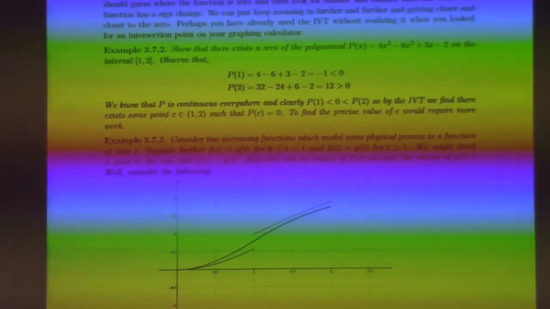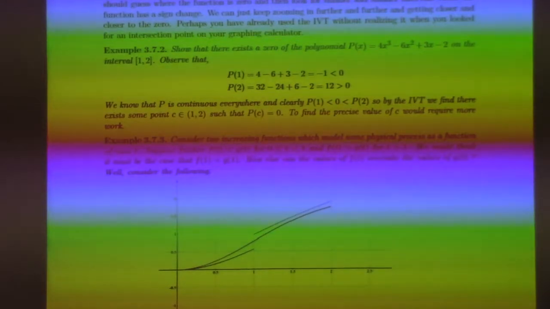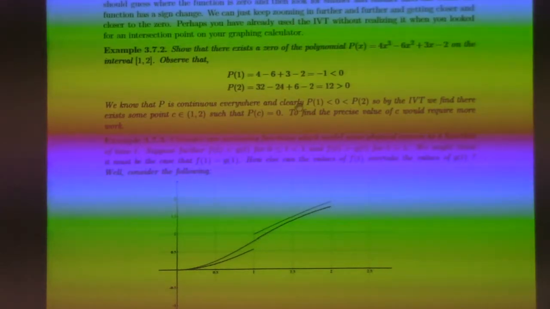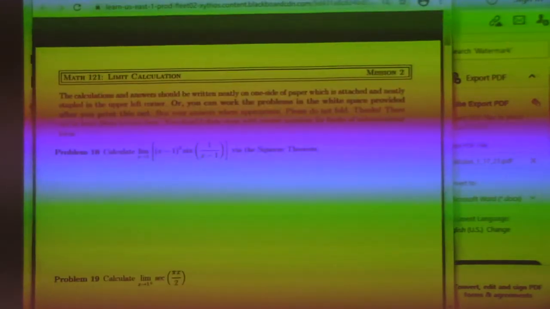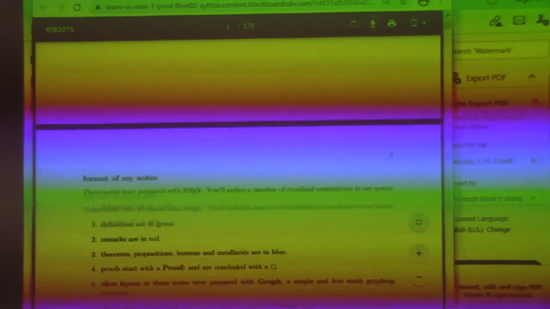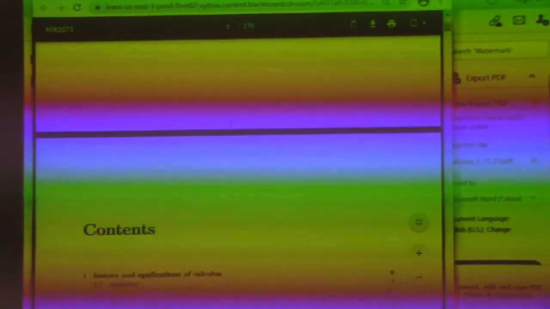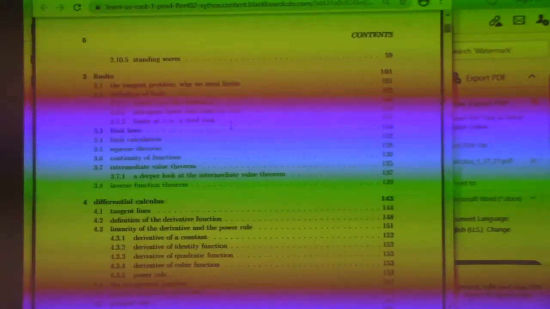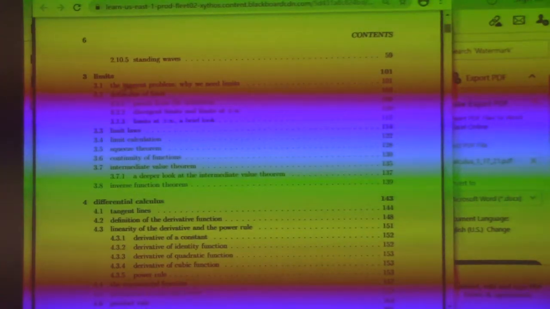Plus 3x minus 2? Okay, so let me just, since they got the projector out here and playing around here, let me take a moment to look at something. So let's see here.